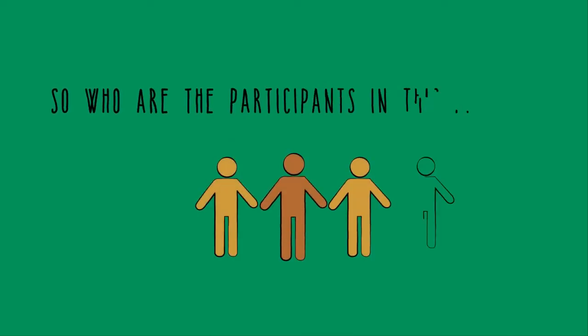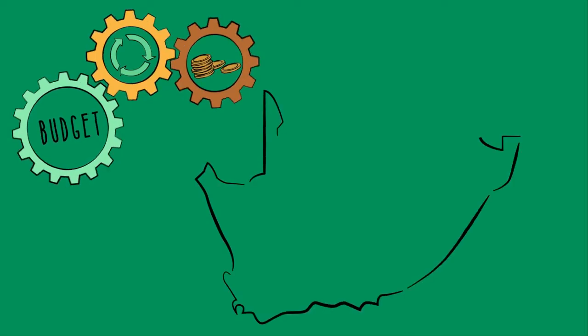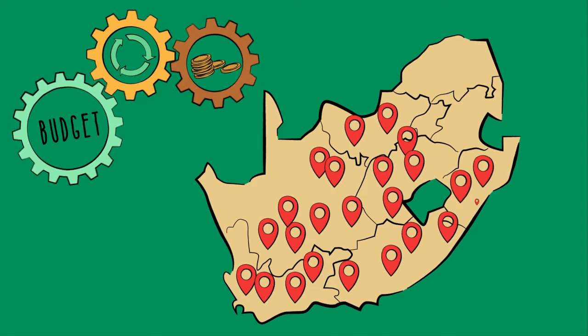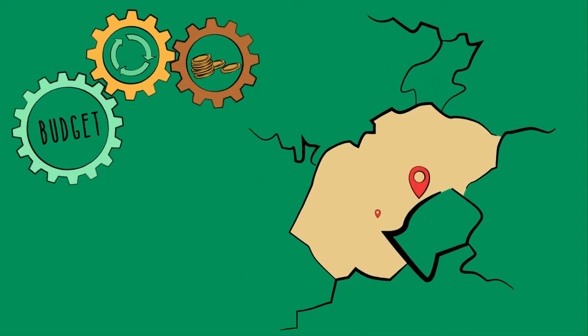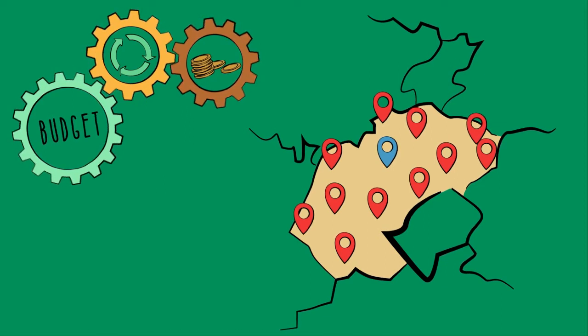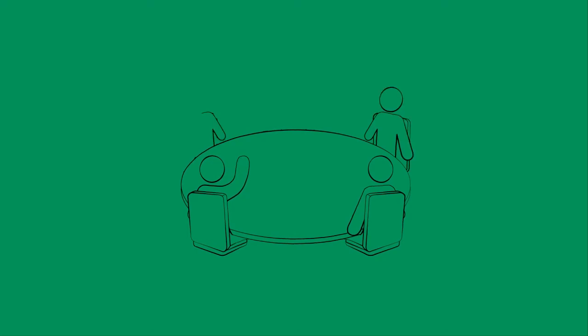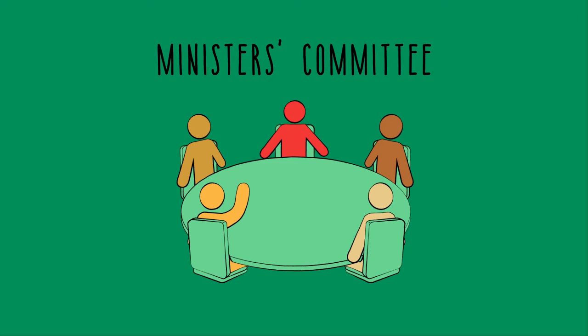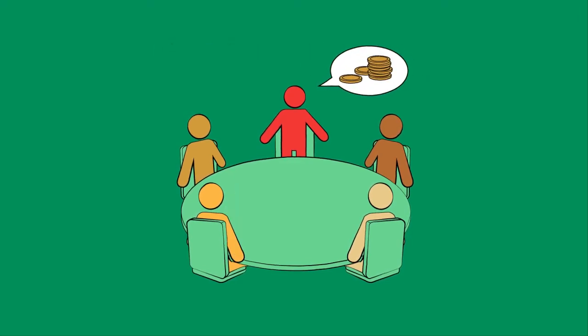So, who are the participants in this process? The budget process is a complex exercise involving hundreds of departments across the provinces and more than 40 departments at a national level. Local municipalities also have their own budget processes. National Treasury manages the national budget process. The highest government decision-making body on the budget is Cabinet, which is advised by the Ministers' Committee on the Budget. This committee of selected Cabinet ministers is chaired by the Minister of Finance.